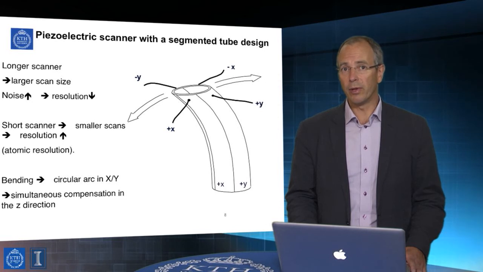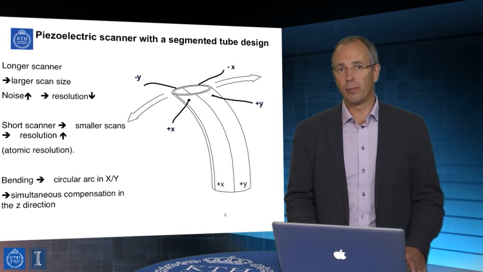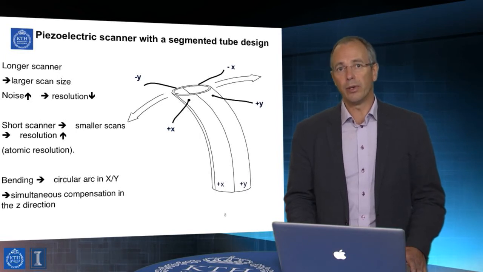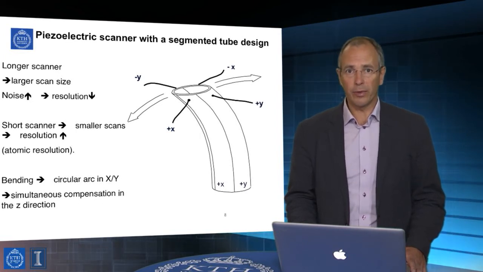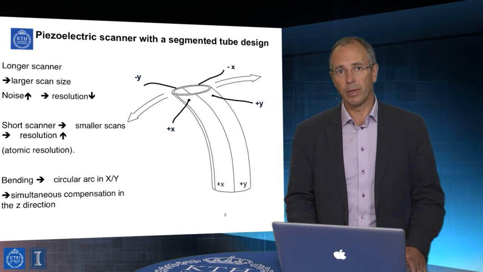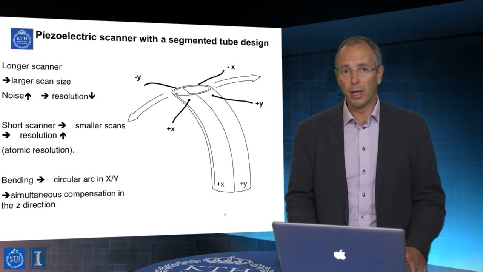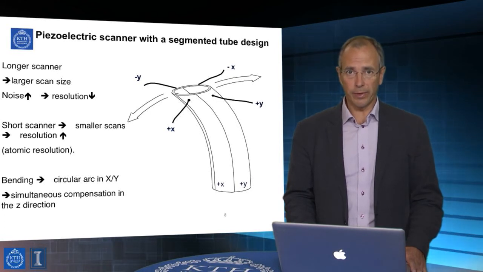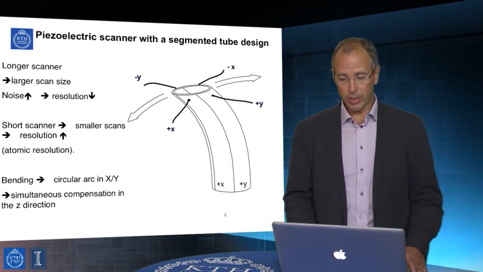Okay, so the size of the tube essentially determines the range of movement. So for very small objects like atomic resolution, you probably want a small scanner to reduce noise and just have very small movements. If you're interested in larger features of the micron size, then you need a larger scanner, a longer tube, and that tends to reduce the resolution of the system due to picking up extra noise.